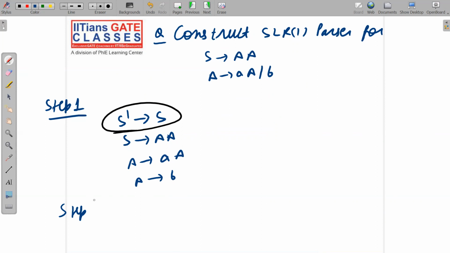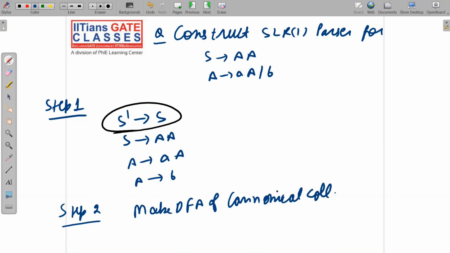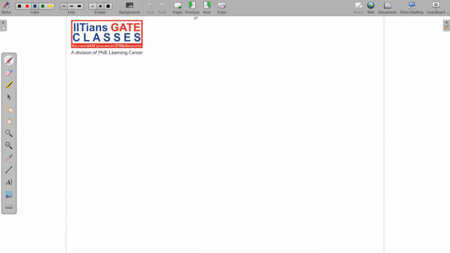Now step number 2 will be make DFA of canonical collection of LR0 items. Same thing. I will start with S dash implies dot S. If you were not able to follow in the previous few minutes, you will get more clarity now, as I will do everything again from scratch. Dot is present in the beginning of S, so I will add all the S productions with dot in the beginning. This was the only production of S.